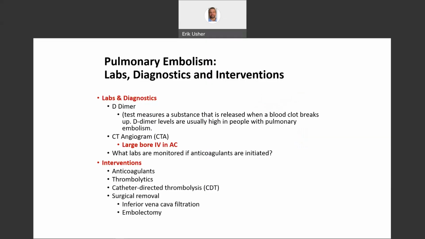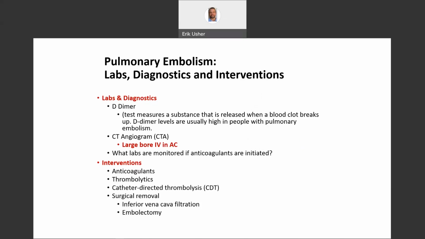Interventions: anticoagulants, thrombolytics, catheter-directed thrombolysis, surgical removal, inferior vena cava filtration, and embolectomy. So realistically, what happens with these patients, if they're in a facility that has interventional radiology, they have the ability to go in there percutaneously. They snake it up through the arterial system, and they can actually evacuate. They can suction out these massive, massive pulmonary embolisms, and it's rapidly done.